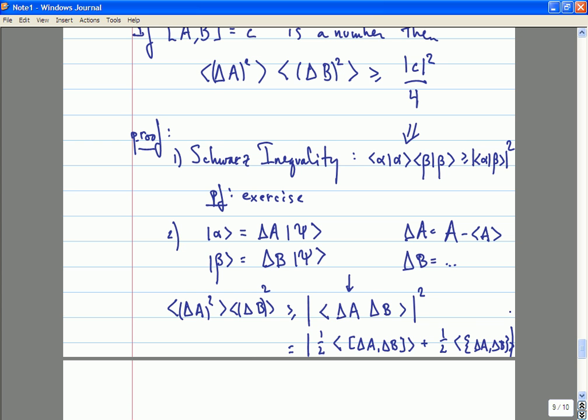So you all remember that the anti-commutator is AB plus BA? Everyone remember that? Now, raise your hand if you want me to define the anti-commutator. Okay, nobody. Good. Okay.